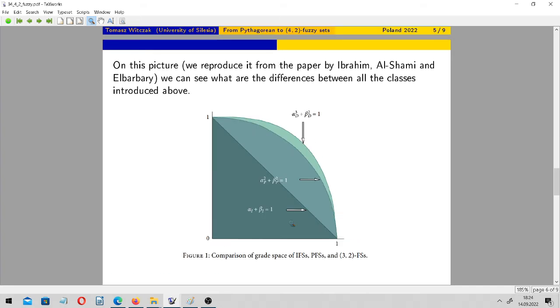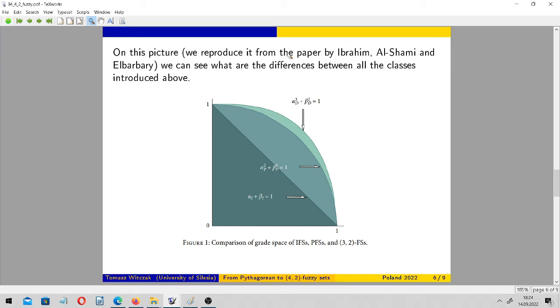And on this picture, we reproduce it from the paper by Ibrahim, Al-Shami and Al-Barbari. We can see what the differences are between all the classes introduced above. Yes, this is taken from their paper. As we can see, in case of standard intuitionistic fuzzy sets, we have this triangle of possible grades. In case of Pythagorean sets, we have a sector, we could say upper right sector, 1/4 of a circle, and then we have alpha cubed plus beta squared. This is the case of 3-2 fuzzy sets.